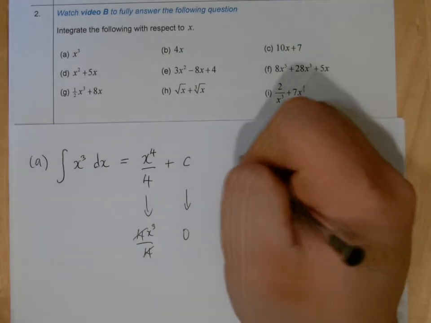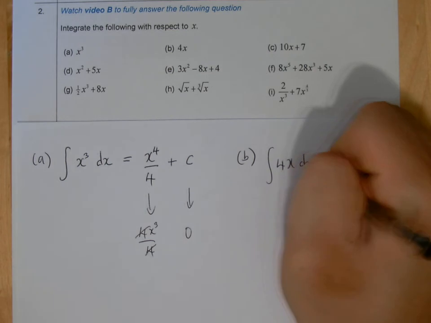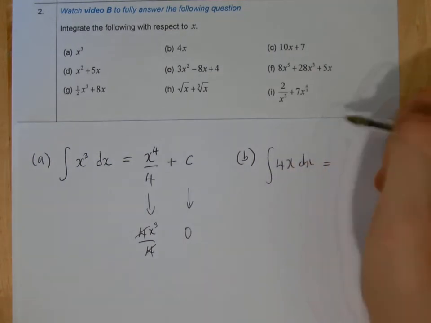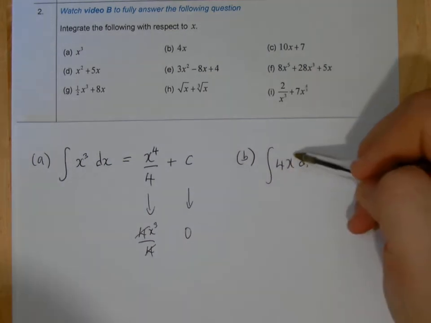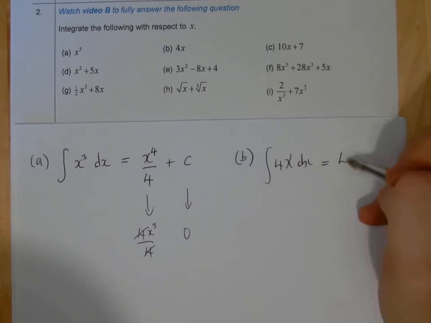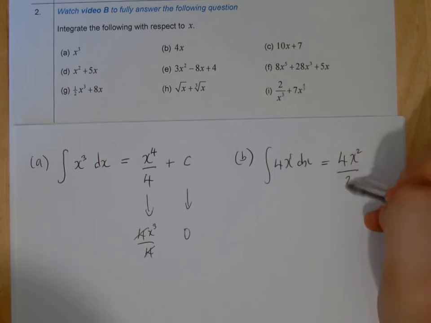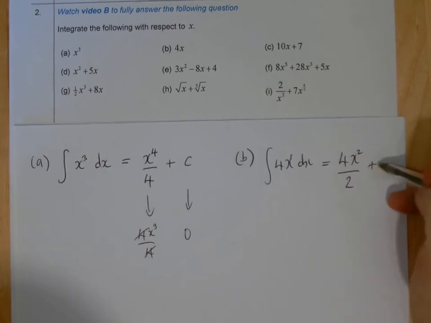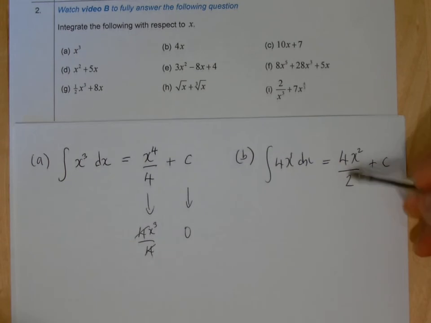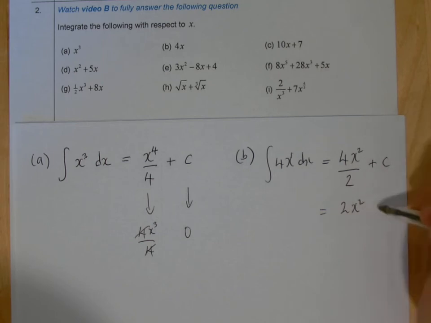If we look at b, the integral of 4x with respect to x. Now in this case the power here is just 1, isn't it? It's not written, but clearly it's 1. So when you add 1 to that power, you get 2, so you get squared. Divide by that new power, 2, and then plus c. Now this will simplify. You can simplify 4 over 2, which is 2. So you get 2x squared plus c.